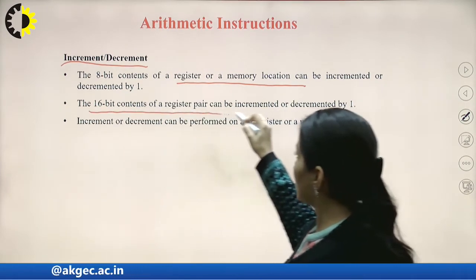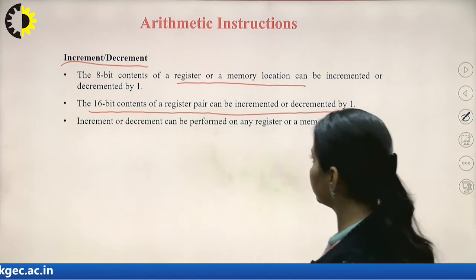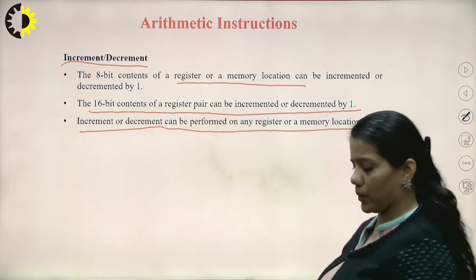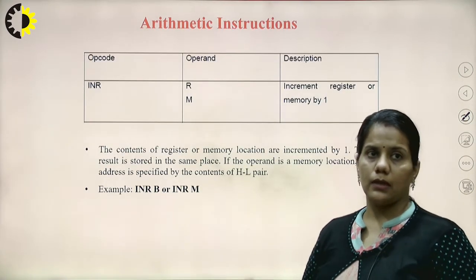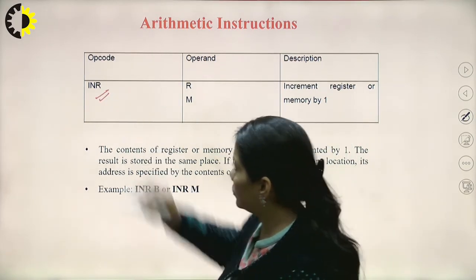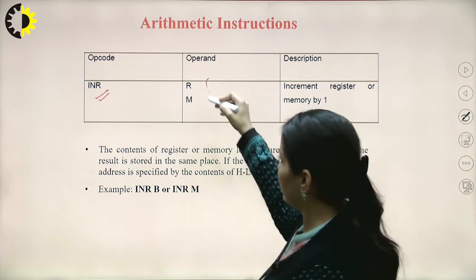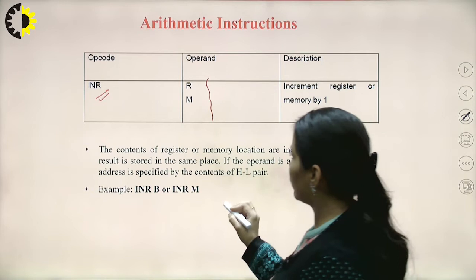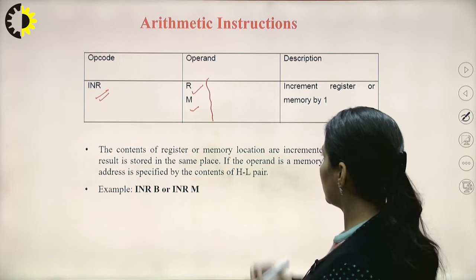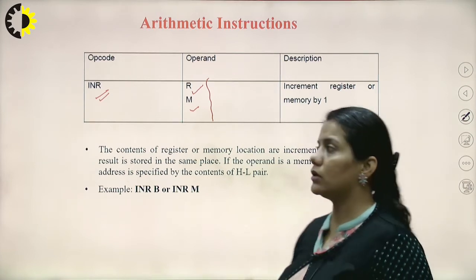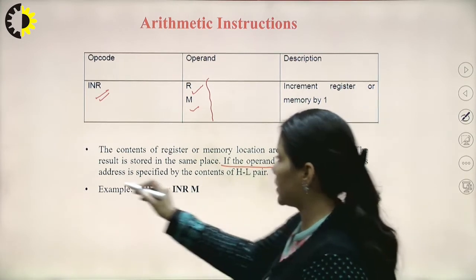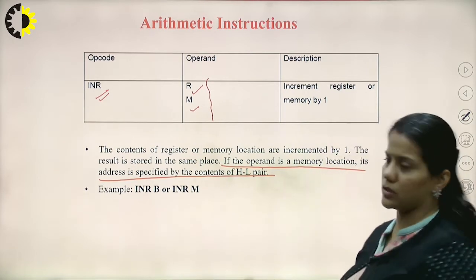16-bit contents of a register pair can be incremented or decremented by 1. Increment or decrement can be performed on any register or a memory location. Arithmetic instructions category shows that INR R/M, this instruction will perform the increment for register or the memory. So it will increase the contents of register or the memory by 1. If the operand is a memory location, its address is specified by the contents of HL pair.